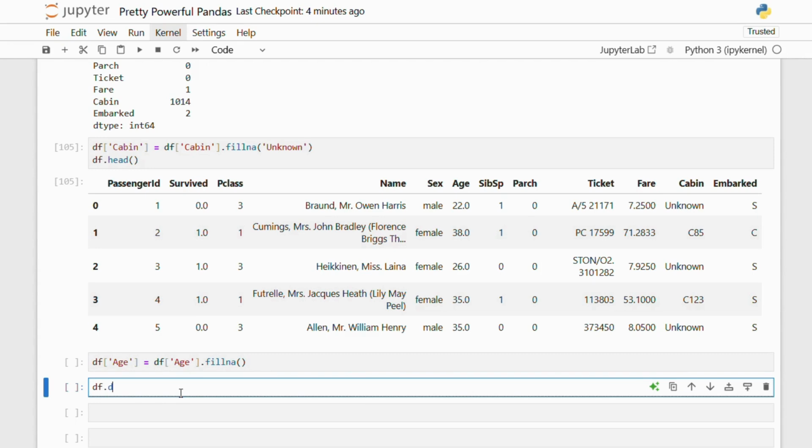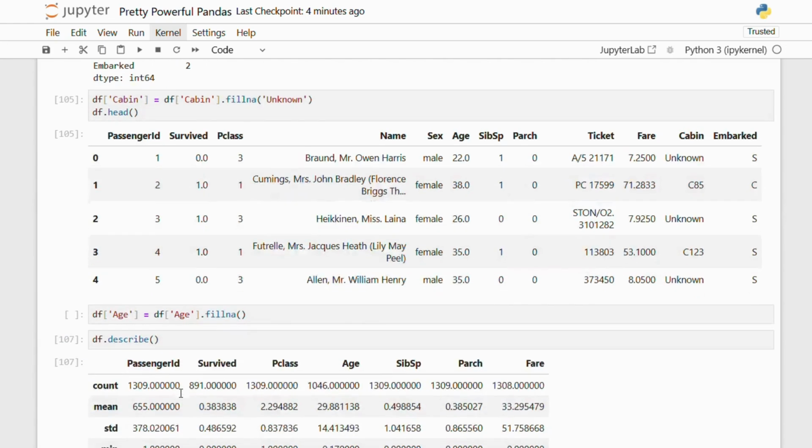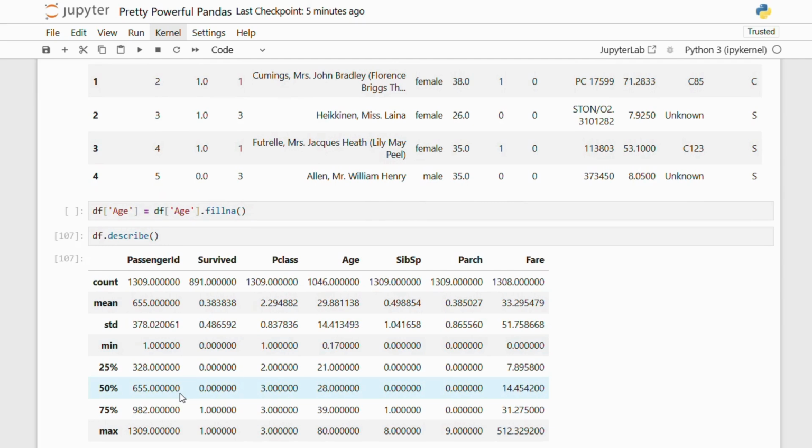Do you remember from our very first sessions? There we go. If we do data frame describe, it'll give us a brief stats overview of all of our numerical data for our data frame. And if we look at age, we can see that the mean, the average, is about 30 years old, with a standard deviation of 14 years, and even the median's about 28.